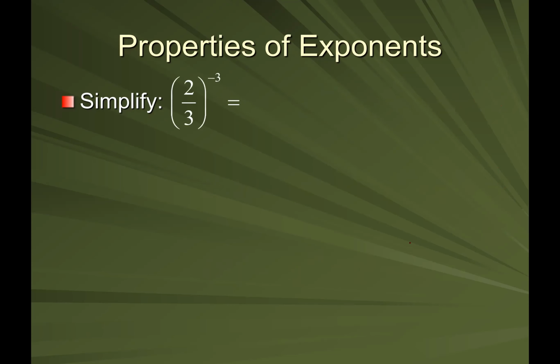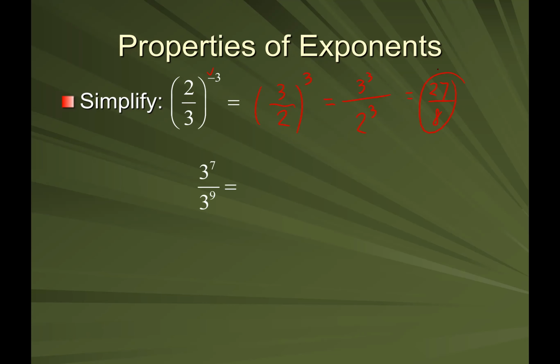Okay, so this one, we have an exponent raised to a negative power. In order to get rid of this negative sign, you use the reciprocal of 2/3, which is 3 over 2, raised to the 3rd power. Now we get rid of the negative exponent. From there, we distribute the power: 3 cubed over 2 cubed. 3 cubed is 27, 2 cubed is 8. So the answer is 27 over 8.